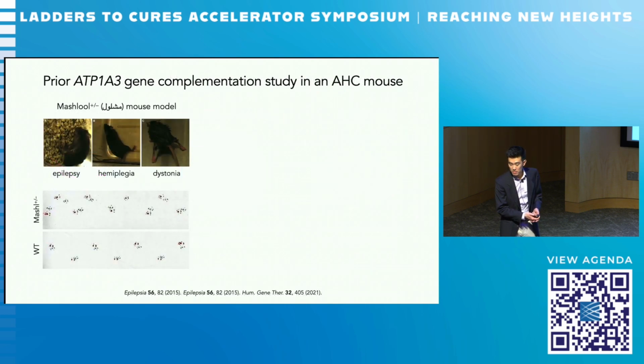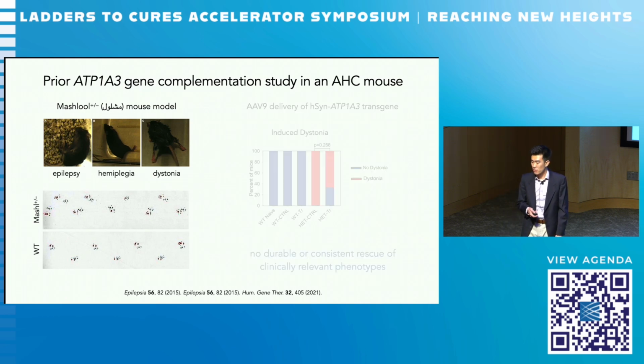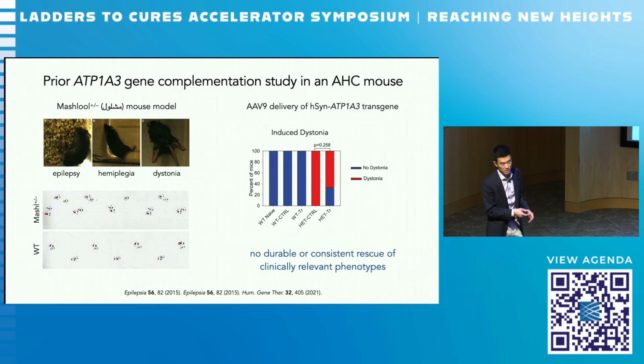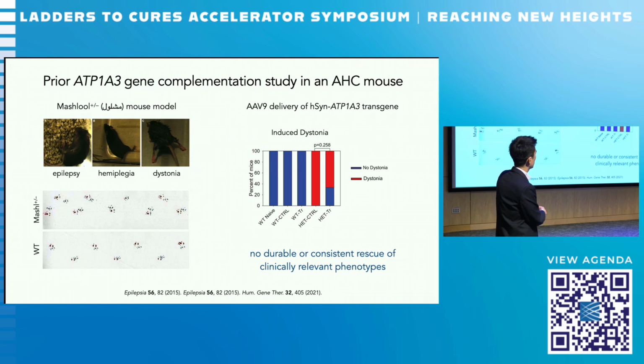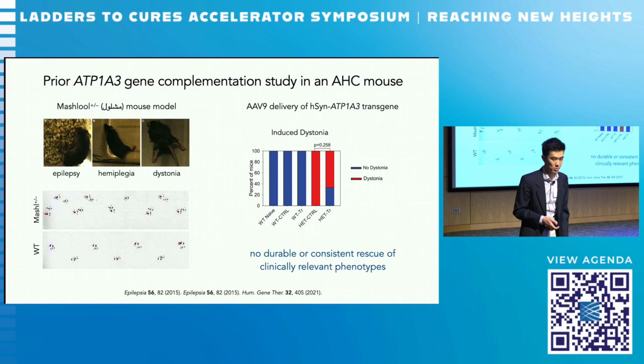To address the underlying cause, researchers at Duke developed a mouse model of the disease that recapitulates some of the key hallmarks of this disease. When they deliver into this mouse model the humanized ATP1A3 transgene under control of a neuron-specific promoter, while they do observe some benefit according to certain metrics, they are ultimately unable to find any durable rescue out to 70 days of these clinically relevant phenotypes.